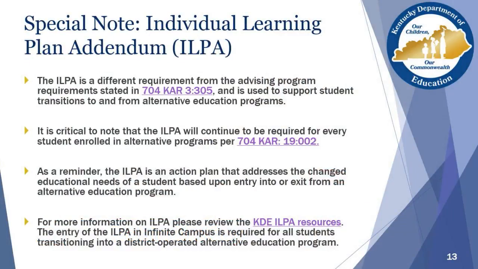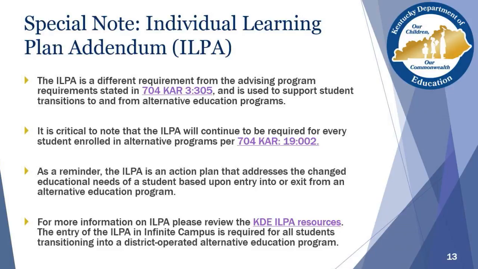I want to make a special note here about the Individual Learning Plan Addendum, the ILPA. This is a different requirement from the advising program, the ILP, as stated in our minimum graduation requirement regulation. The ILPA is used to support student transition to and from our alternative education programs. The confusion comes in the fact that we use the term ILP and then ILPA, and people think it's the same thing. No, they may have utilized the ILP to help support the ILPA, but the ILPA is actually something in Infinite Campus. And so that requirement still stands. It will continue to be required for every student enrolled in alternative schools per the regulation.